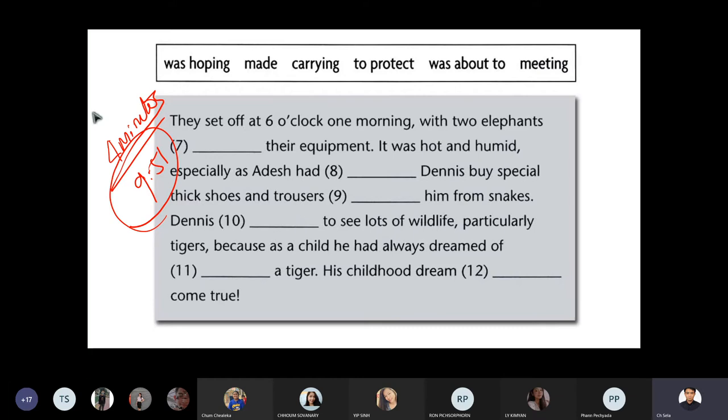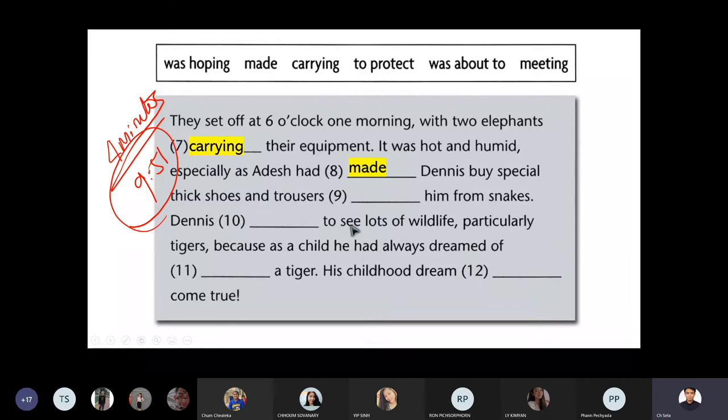Okay, everyone. So now let's check the answer with me. They set off at 6 o'clock one morning with two elephants. Okay, what is it here? Carrying. Okay, carrying their equipment. It was hot and humid, especially as Dennis had what? Had made. Okay, had made Dennis special thick shoes and trousers.